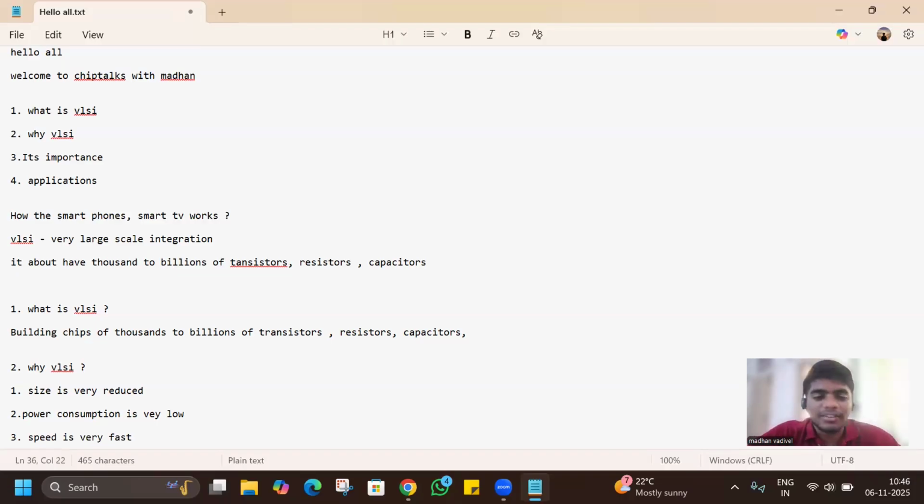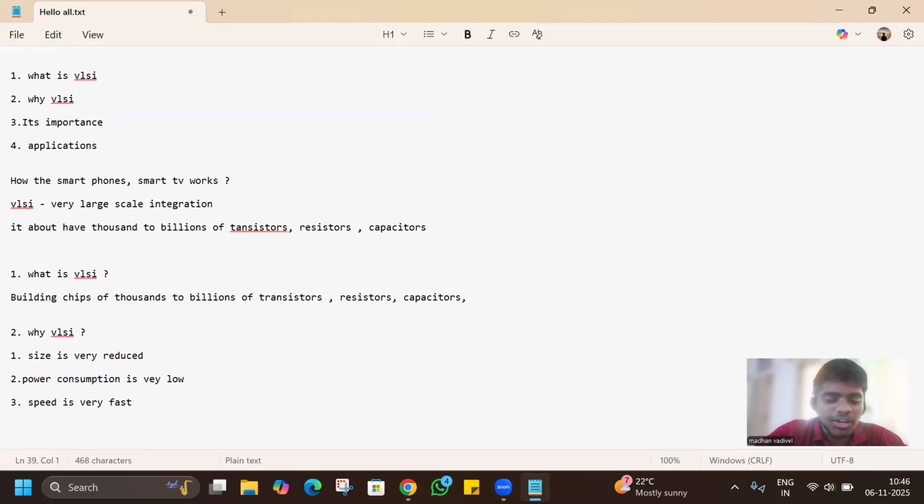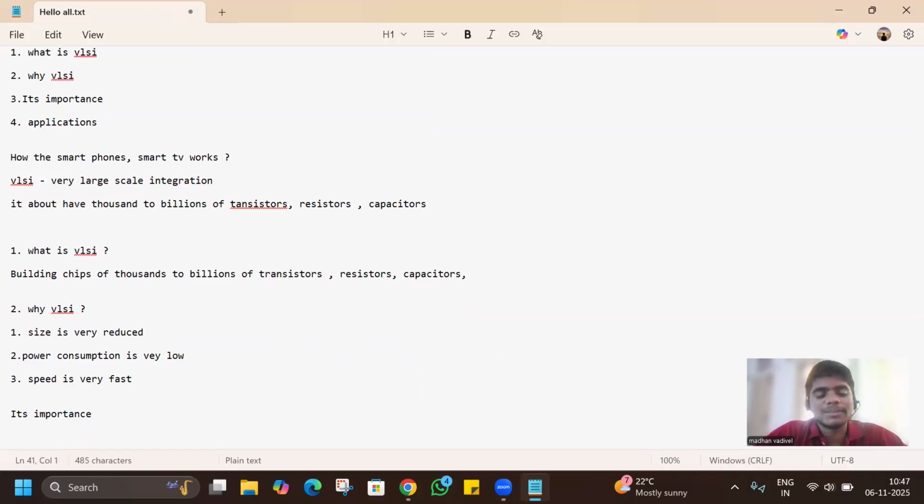Okay, it's about VLSI. First one is size, second one is power consumption, and the third one is speed. Next, its importance. Its importance is very important, all of us know we have studied. I told importance means size. First of all, size. Size is very reduced.